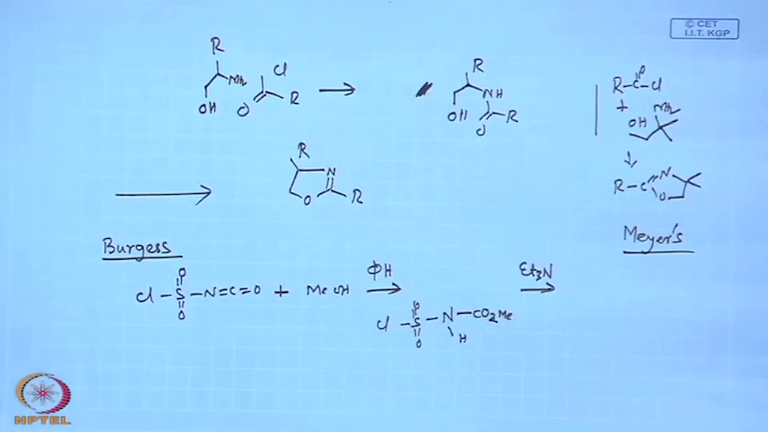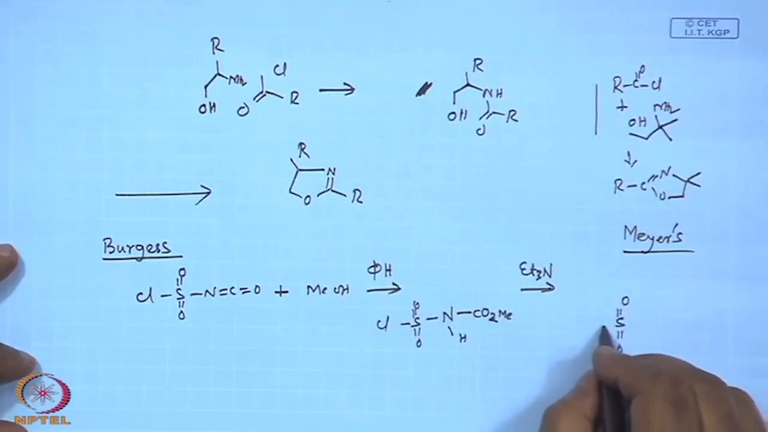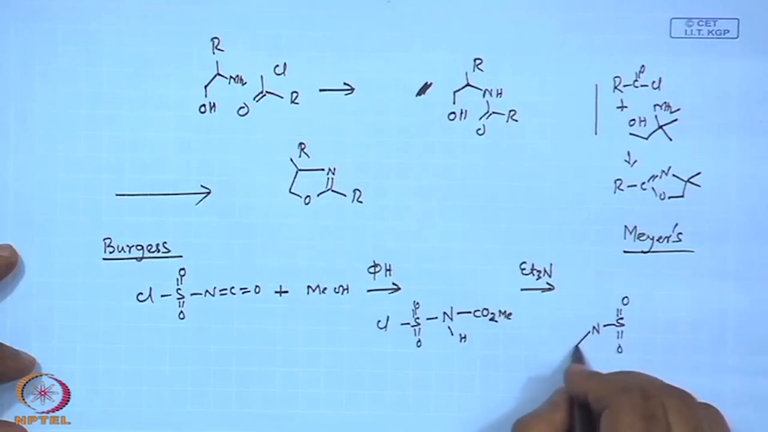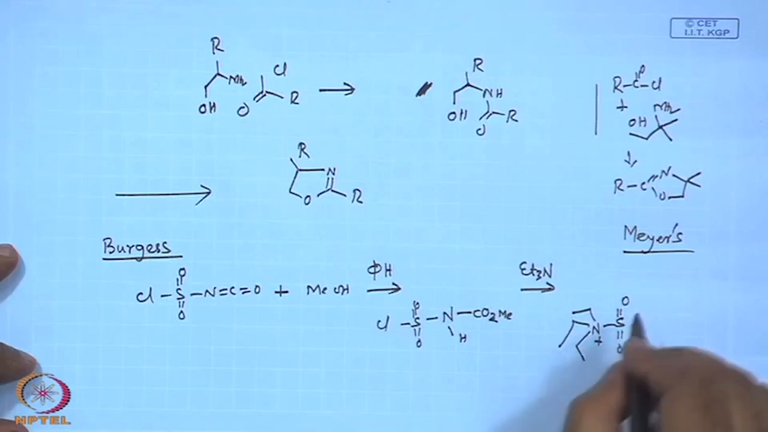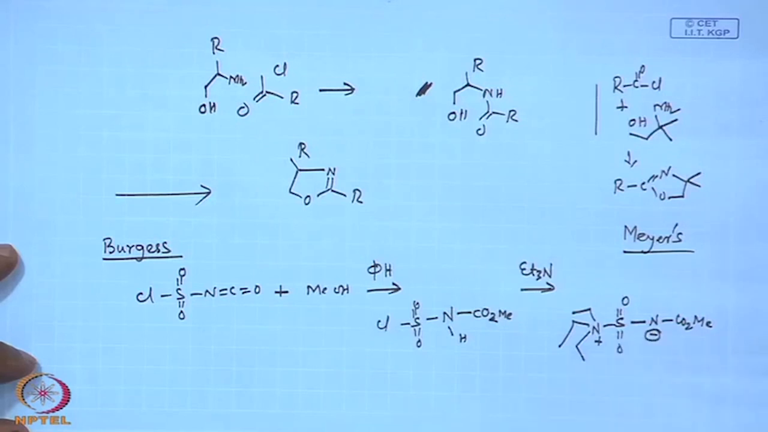Now, what does it do here? The next step is basically kind of a deprotonation. So, here now triethylamine displaces this chloride part, and the chloride picks up this hydrogen from the carbamate unit. So, it forms basically nitrogen minus here, sulfur plus here. It is a strange kind of molecule though. It looks like this, but preparation is pretty easy. Okay.